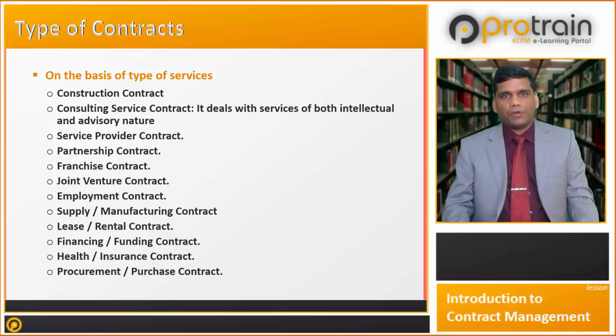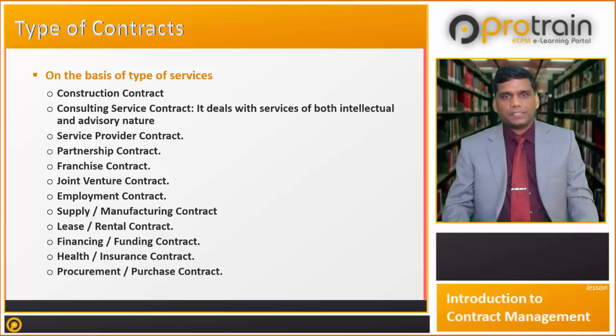The other types of contracts are service provider contract, partnership contract, franchise contract, joint venture contract, employment contract, and I understand that everyone knows about employment contract, supply, manufacturing contract, lease and rental contract. We also know about this because most people use lease or rental contracts to rent houses or vehicles, financing and funding contracts, health and insurance contract, procurement and purchase contract.